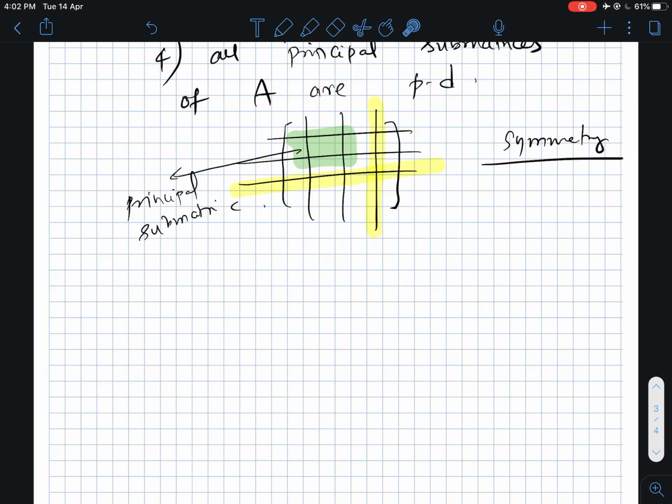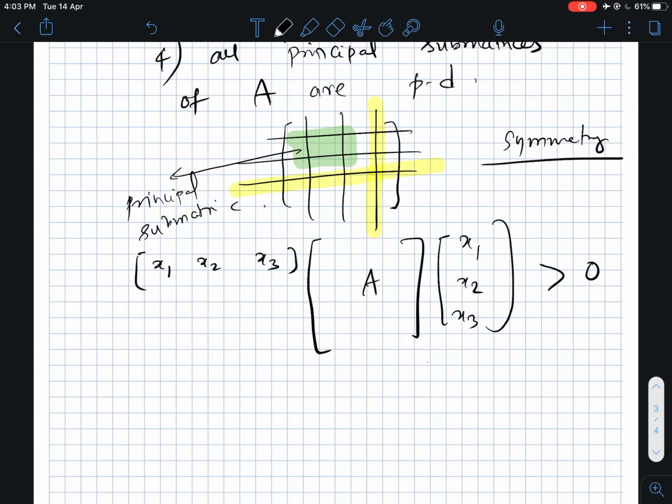So why is that the case? For example, let's look at this specific example that we talked about. You have this 3 cross 3 matrix. I removed the third row and the third column, I got a 2 cross 2 matrix. How do I know that the 2 cross 2 matrix is positive definite? Well, it's actually quite straightforward to see. Suppose this 3 cross 3 matrix is A, then x1, x2, x3 times the matrix A times x1, x2, x3 written as a column is positive for any non-zero x1, x2, x3. This is the definition of A being positive definite. I've just rewritten the definition here.